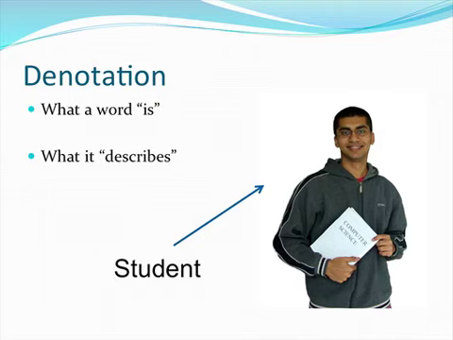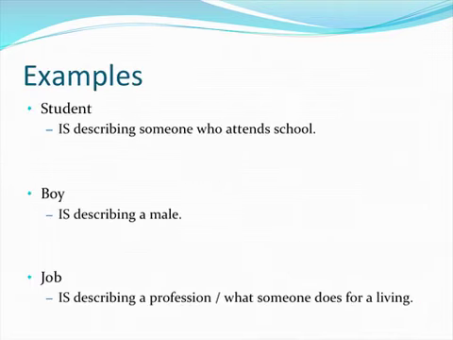The first one is denotation, and this is what a word is. Basically, the word student is what it describes. It describes someone who goes to school, someone who is learning. Another example, the word boy. It describes a male person, someone with certain chromosomes. It is a male, it is a boy. A job, the word job describes a profession, what somebody does for work.